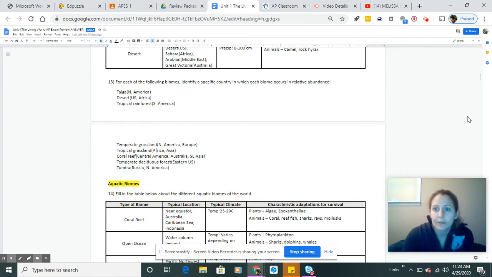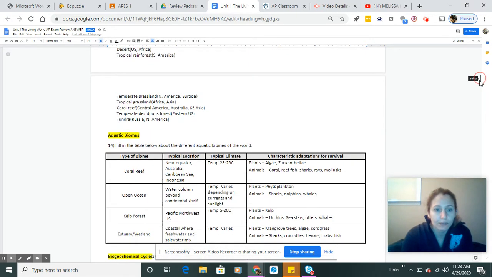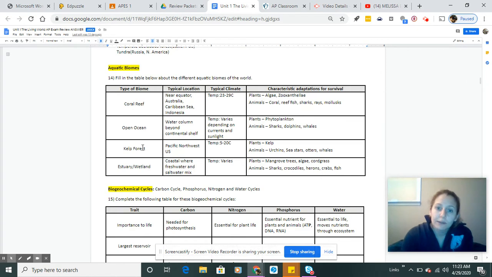Let's see. What else do we got? Ocean biomes. Okay, so again, just knowing the key things about them. Coral reefs, very productive. Open ocean, they normally talk about the emptiness of it. However, there's so much phytoplankton that it actually does have a high gross primary productivity.